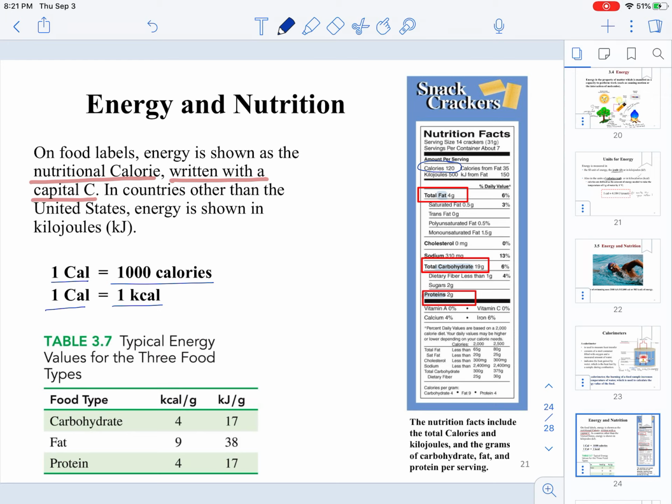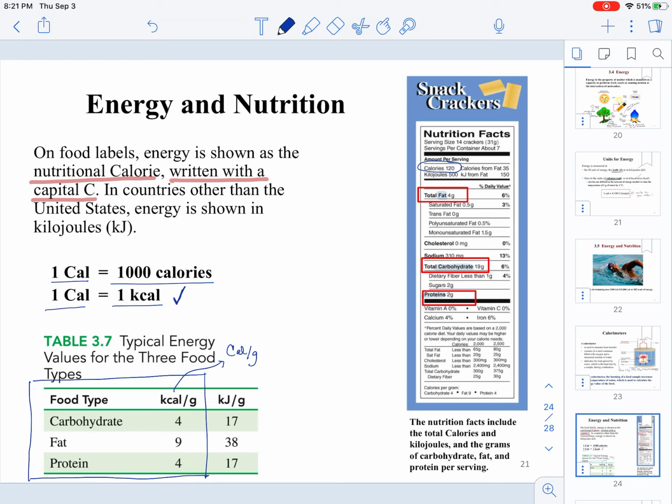Well, you look at table 3.7 in your textbook, and specifically you will be required to know the values in terms of kilocalories because they're related to nutritional calories. Remember, 1 nutritional calorie equals 1 kilocalorie. So that's how we know. The kilocalories per gram is the same thing as saying nutritional calories per gram. Same thing.